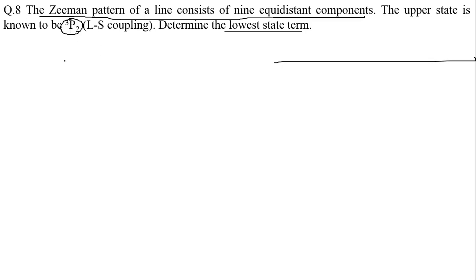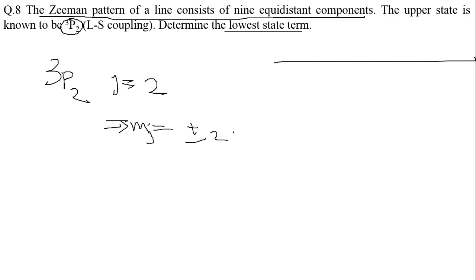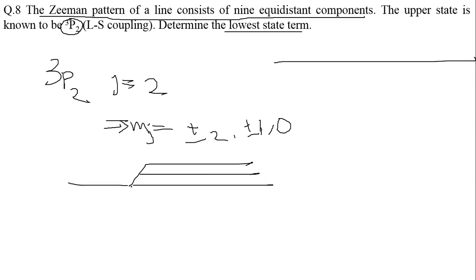From this 3p2 level, this is 3p2, so J value is 2. So corresponding to J value, there will be Mj values, which will be plus minus 2, plus minus 1 and 0. So corresponding to each j, there will be 5 mj values. Similarly, for the lowest state, there will be mj values.